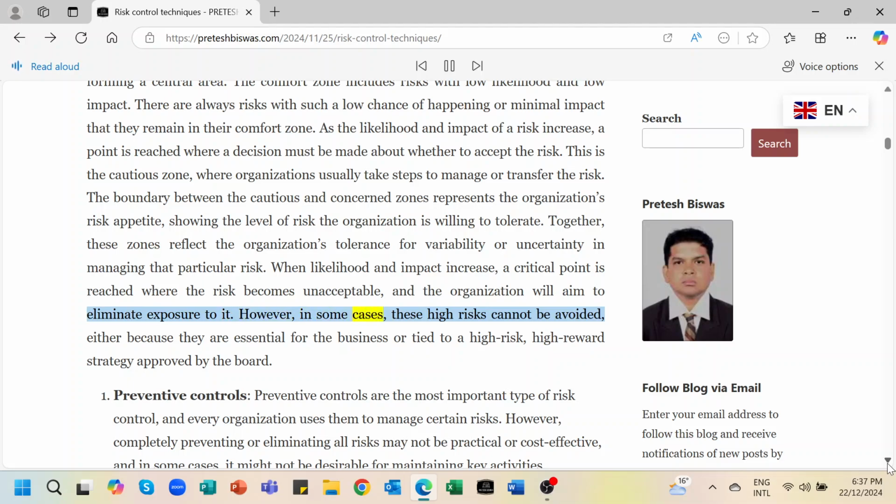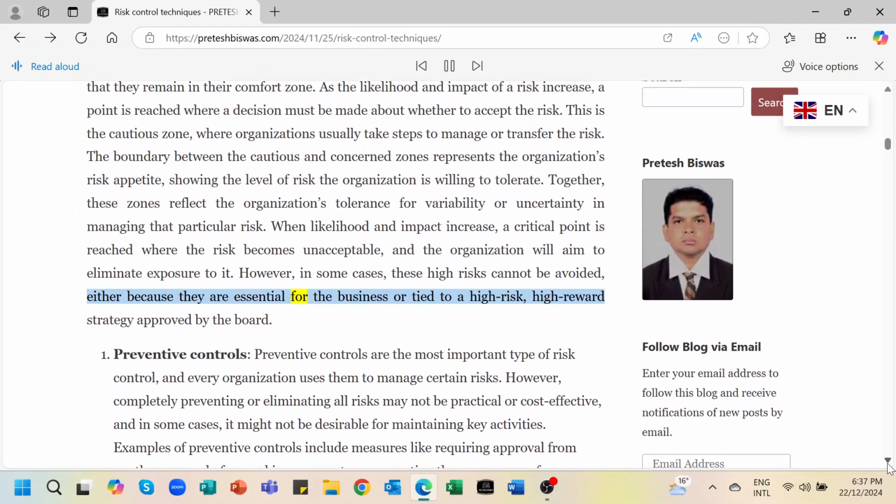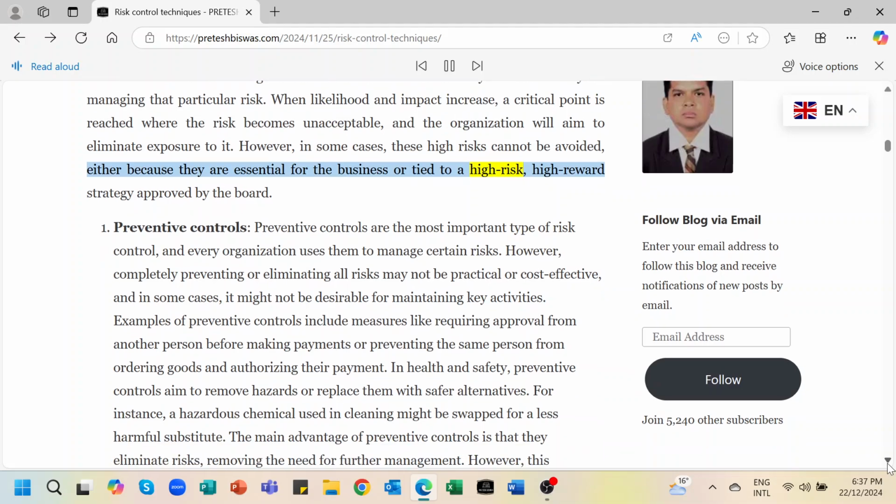However, in some cases, these high risks cannot be avoided, either because they are essential for the business or tied to a high-risk, high-reward strategy approved by the board.